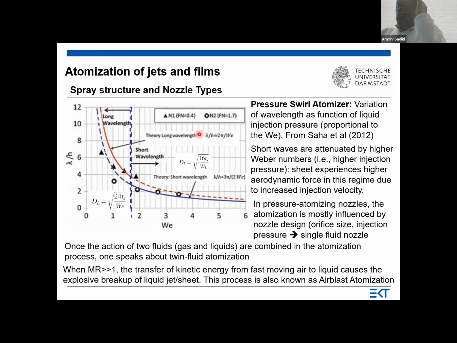So that is what I say. From the long wave theory, we have this ratio here, if it corresponds. And for the short wavelength, we have this dependency.